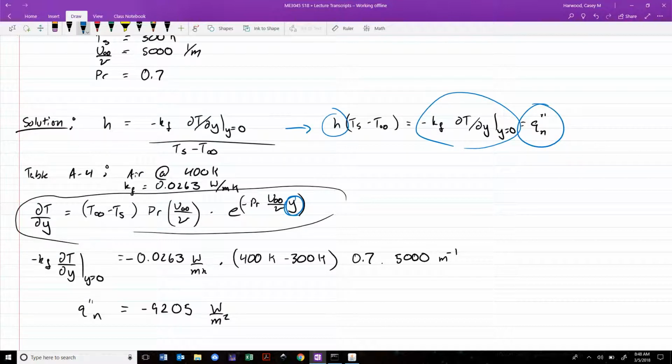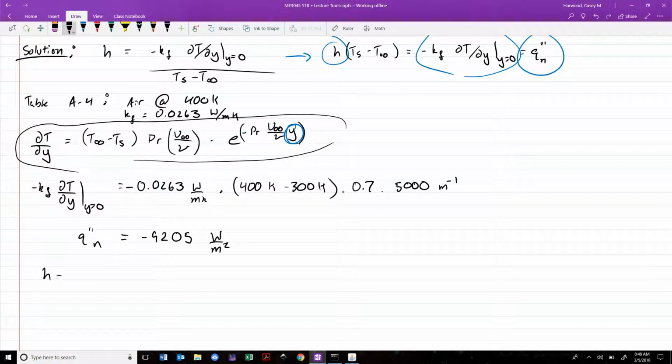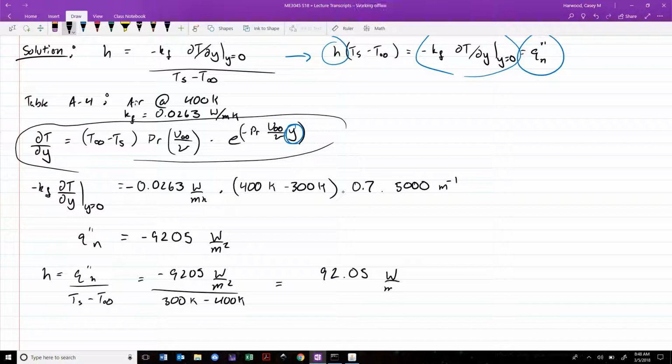Okay, so we're plugging that solution into Newton's law of cooling to say that h is equal to q double prime n divided by (T_s minus T infinity), which is 9205 watts per meter squared divided by 300 Kelvin minus 400 Kelvin, right? And this is going to give us a value in the end of 9205 over 100, so 92.05 watts per meter squared Kelvin.